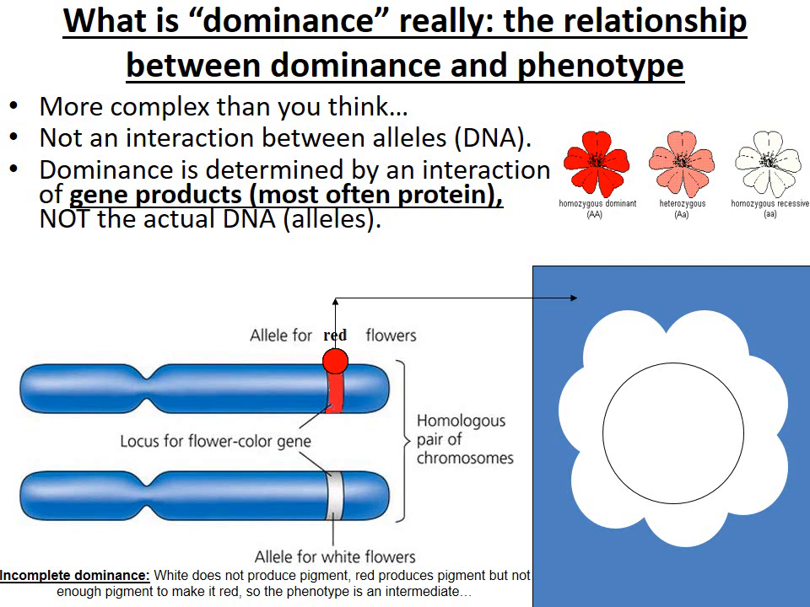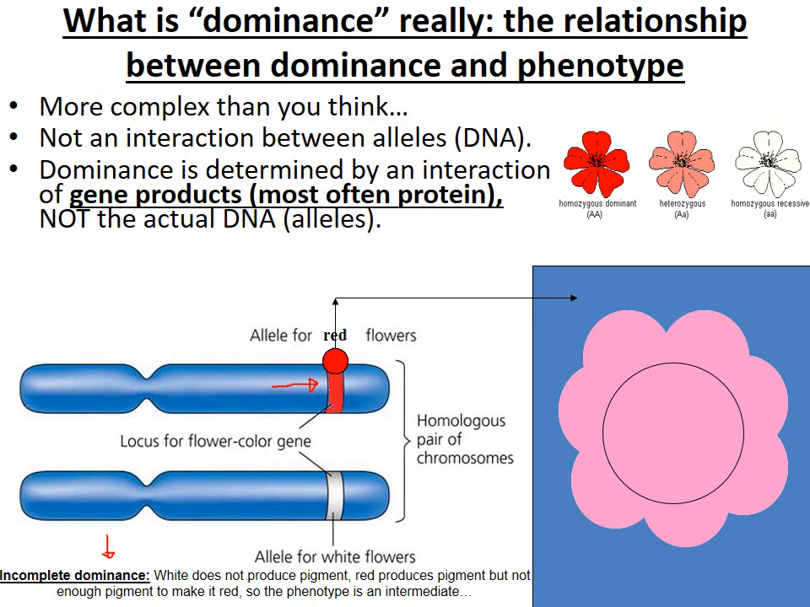So for the case of incomplete dominance, it would be similar to the complete dominance case, except our red gene here, we just don't have enough red protein being made. So we're still producing some red pigment, but we kind of have to spread it thin over the white base, and as a result, we get an intermediate between the two. We get some pink instead.